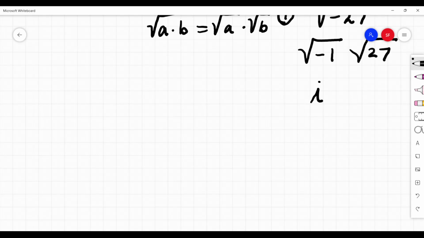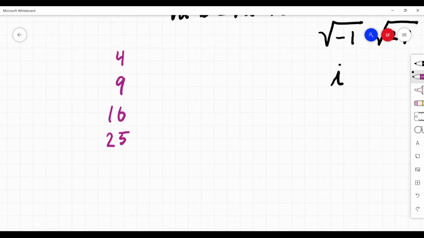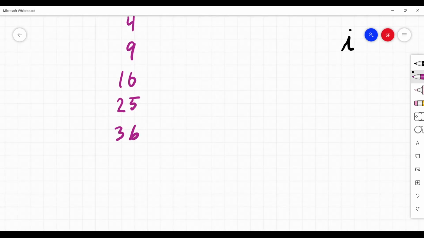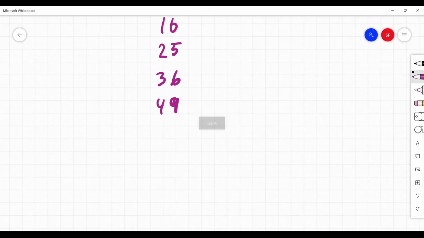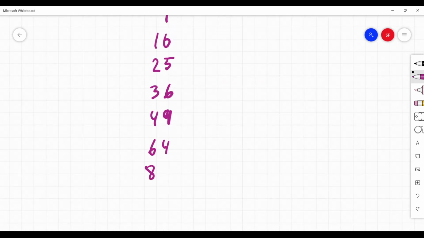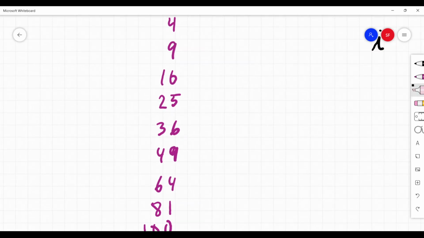25 times what equals 27? Okay, so what's 2 times 2? 4. What's 3 times 3? 9. 4 times 4? 16, and then 25, and then 36, 49, and then 8 times 8 is 64, 81, 100, etc., right? That's plenty. You don't need more than that. Honestly, you could probably memorize through about here and be fine.